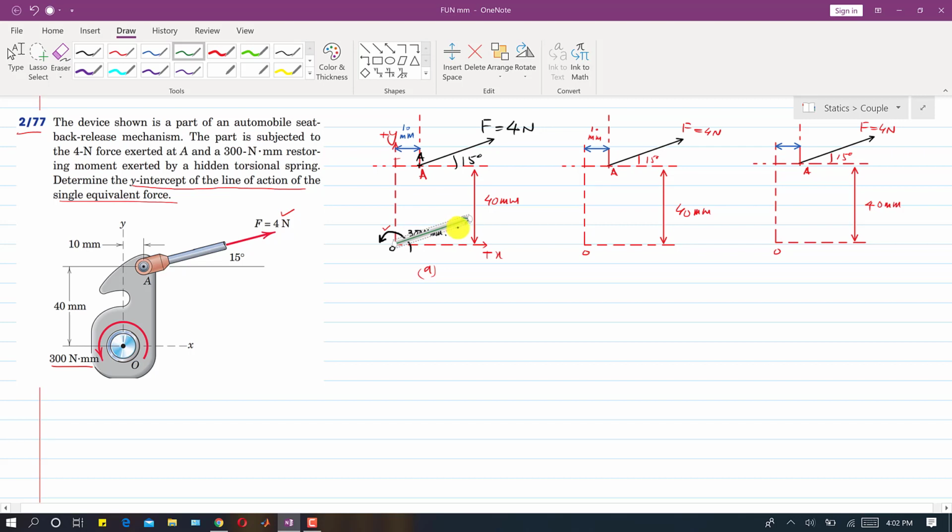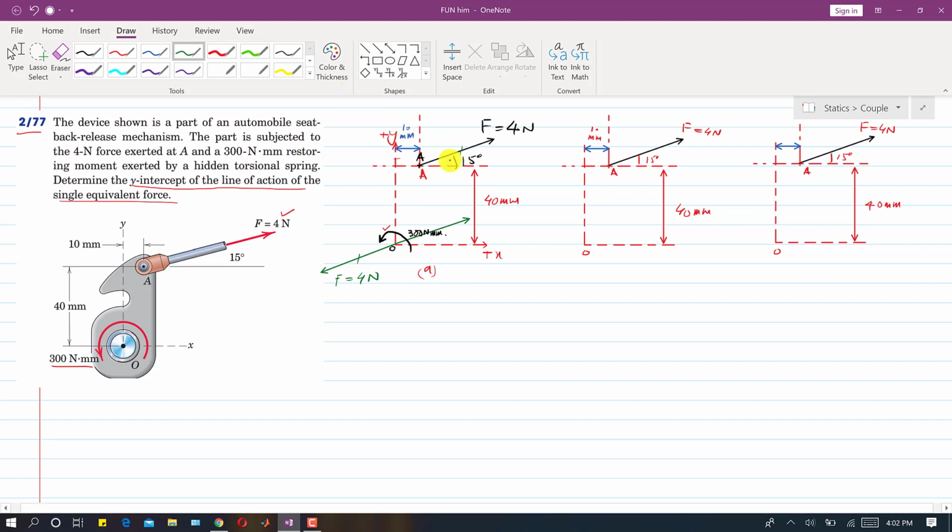Similarly, in order to cancel the net effect, we need to draw another force in the opposite direction with the same magnitude. So I will draw the same amount of force and put it here. Now this green force is also equal to 4 Newton. So this force and this force are producing a couple, and we will find the moment due to this couple.